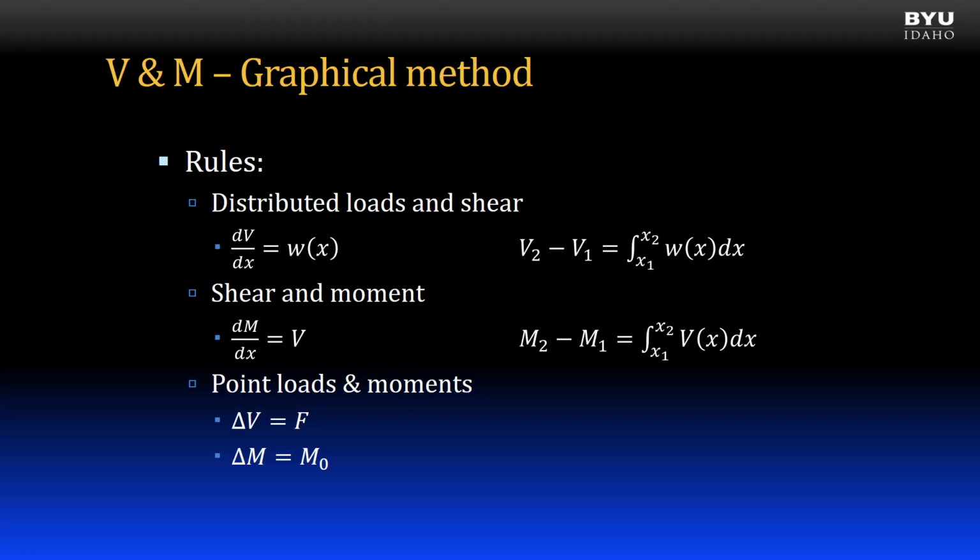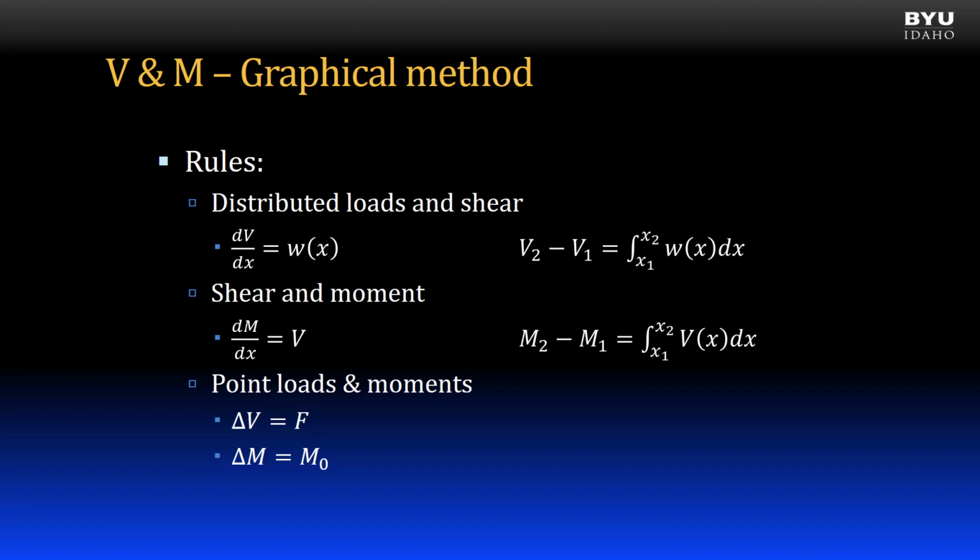Now, let's look at finding internal shear and moment along the length of a beam using the graphical method. With the graphical method, we take a free body diagram of a beam and directly draw the shear diagram and then the moment diagram using a set of rules based on the relationships between external loads, internal shear, and internal moment that we have previously reviewed in this video.